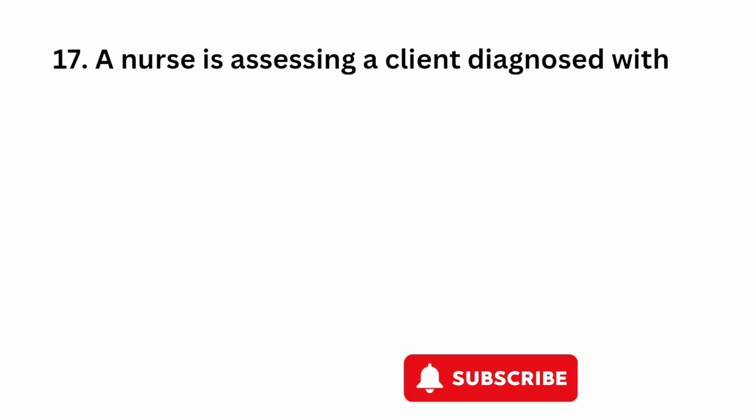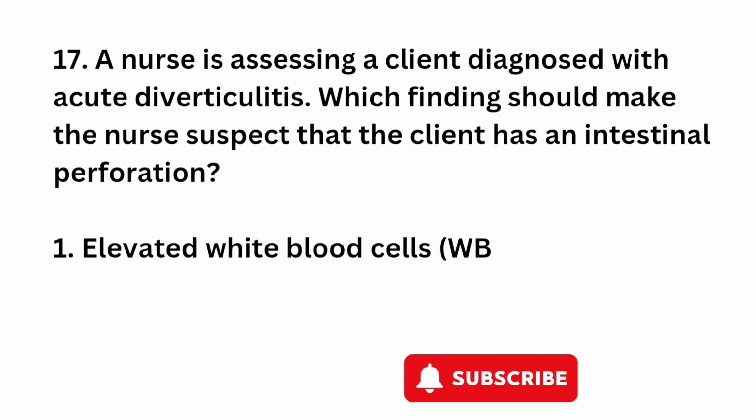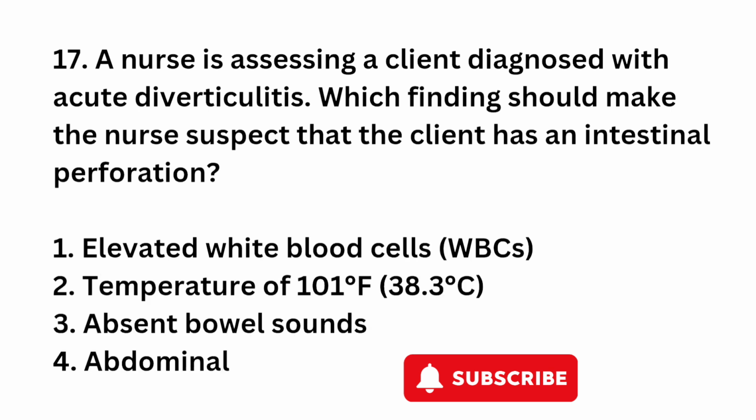A nurse is assessing a client diagnosed with acute diverticulitis. Which finding should make the nurse suspect that the client has an intestinal perforation? 1. Elevated white blood cells, WBCs. 2. Temperature of 101 degrees Fahrenheit. 3. Absent bowel sounds. 4. Abdominal pain.